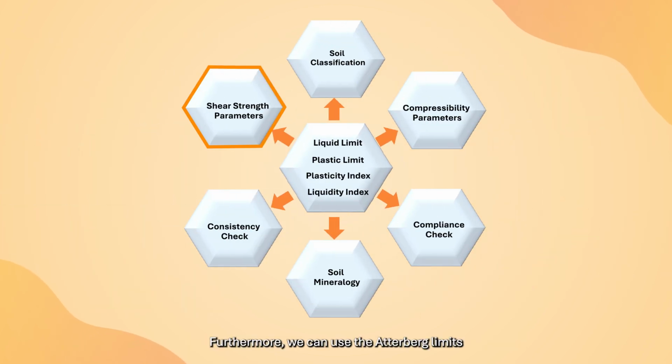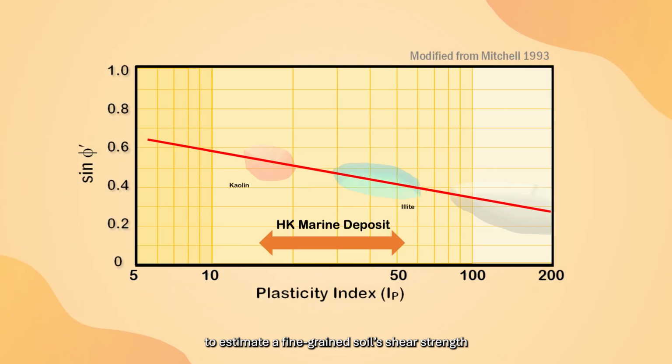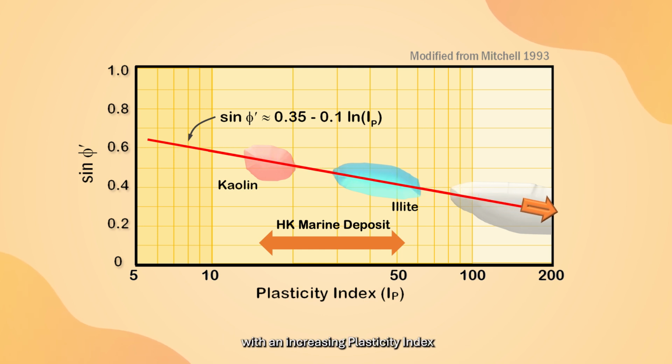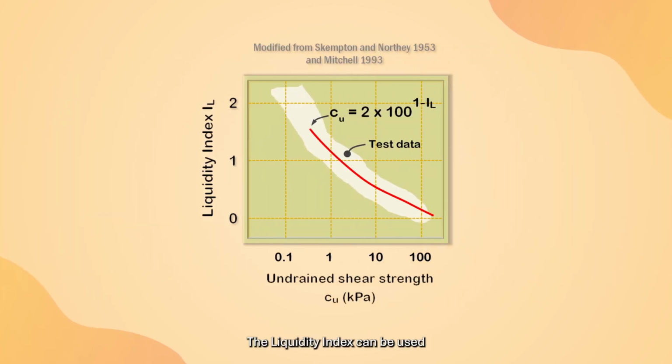Furthermore, we can use the Atterberg limits to estimate a fine-grained soil's shear strength. The plasticity index can be used to estimate a clay's angle of shearing resistance. The angle of shearing resistance decreases with an increasing plasticity index. The liquidity index can be used to estimate the undrained shear strength of a fine-grained soil. The undrained shear strength decreases with an increasing liquidity index.